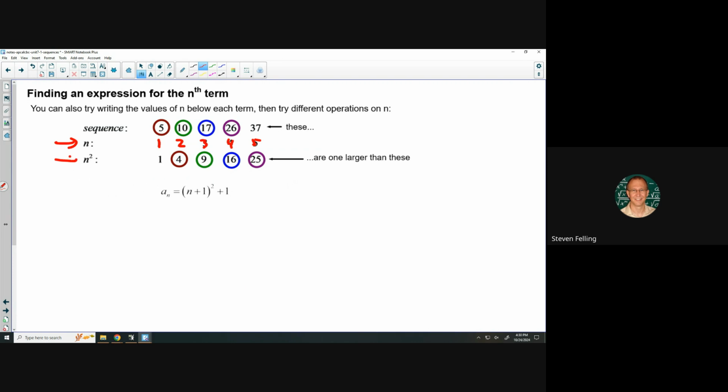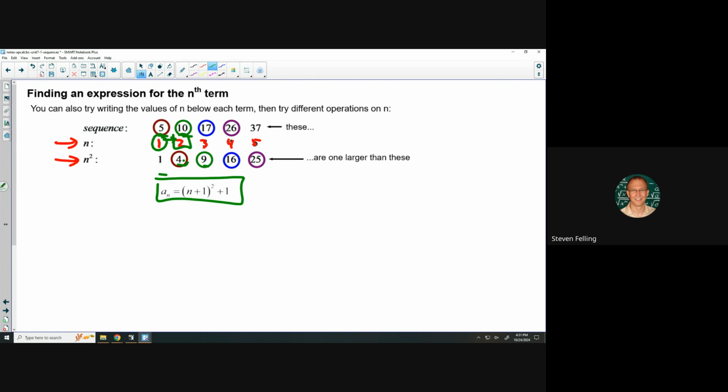It turns out that n squared is, though, because 1 squared is 1, 2 squared is 4, 3 squared is 9, 4 squared is 16, and so on. Those numbers are very close to the numbers in the sequence. They're just shifted by 1, and they're off by 1. So it suggests that we could take the n, add 1 to move it over to here, square that number, and then add 1 to get the sequence. In fact, that rule can be generated as (n plus 1) squared plus 1.